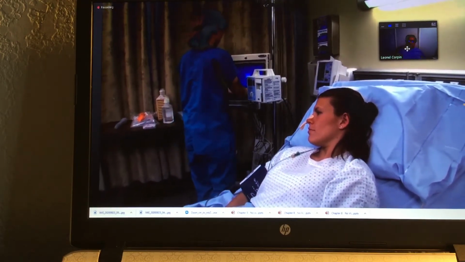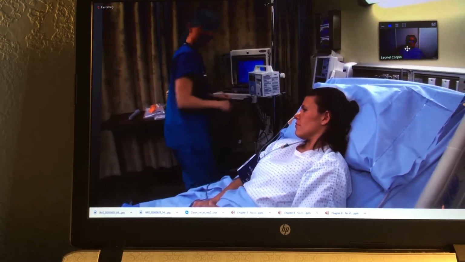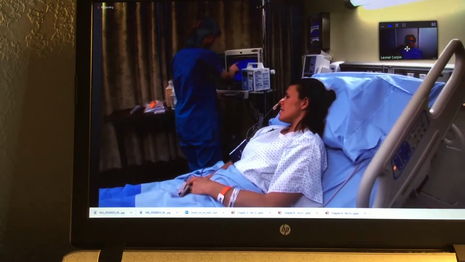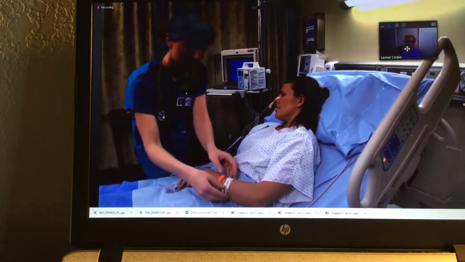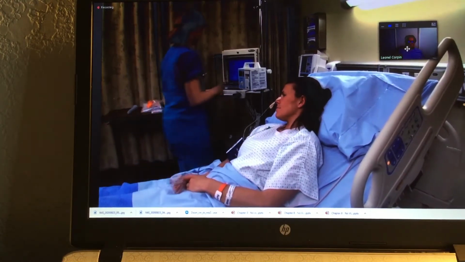Use 2 acceptable identifiers to confirm that you have the right client. Check for an allergy band. If the client is able, verbally confirm the allergy. If the client does not have an allergy band, confirm that the client has no known allergies.